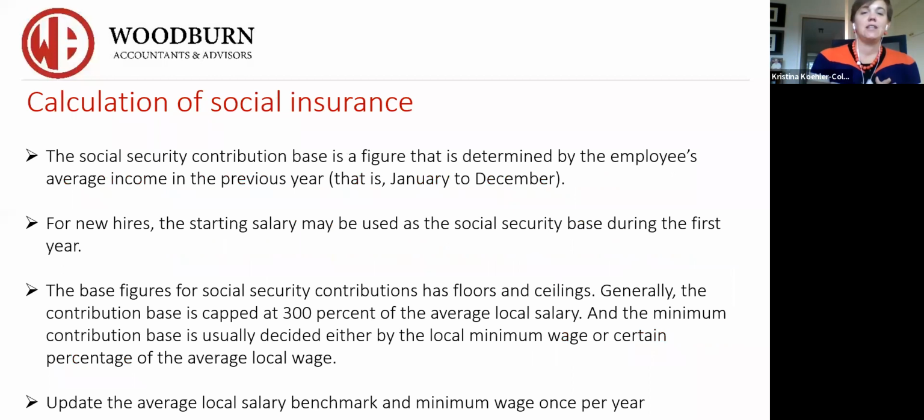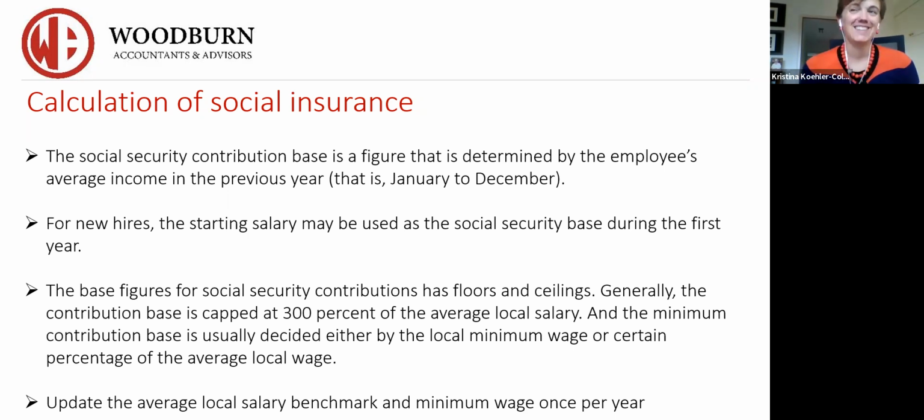In terms of the calculation of social insurance, now to correctly calculate the monthly social insurance contribution for both the 5 mandatory items plus the housing fund, I'm not going into supplemental items. It is important for the employers to understand the basic rules on deciding the contribution base figure. Firstly, rather than the actual payment that employees get for each month, the Social Security contribution base is a figure that is determined by the employee's average income in the previous year.